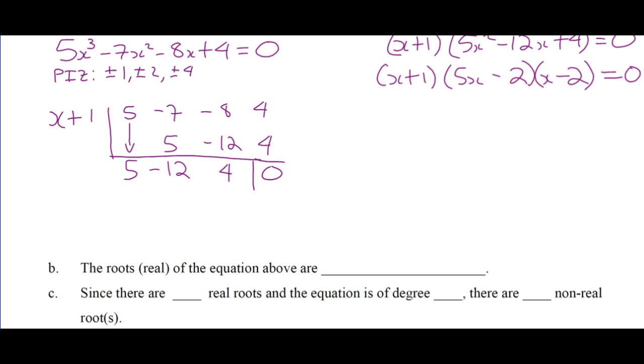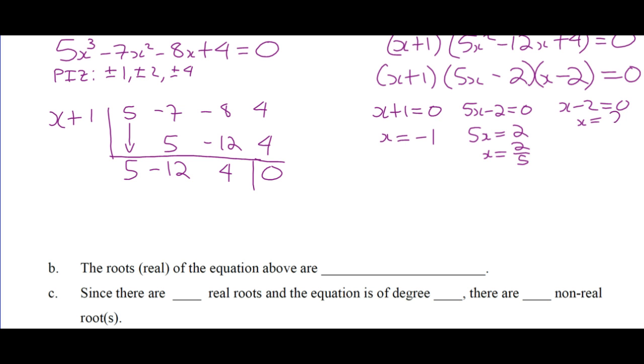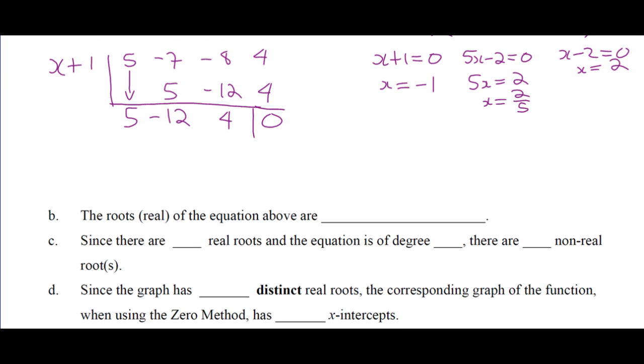Okay, so what's the solution? Well, here, detailed. So x plus 1 equals 0, which means x is negative 1. 5x minus 2 is equal to 0, which means 5x is equal to 2, and x is equal to 2/5. And x minus 2 is equal to 0, so x is 2. So the real roots of the equation above, we're going to list it as a set of numbers.